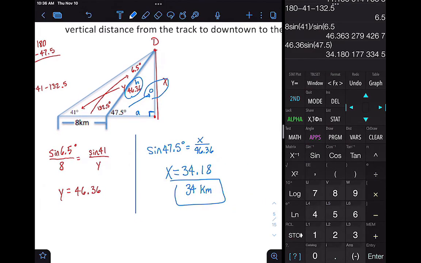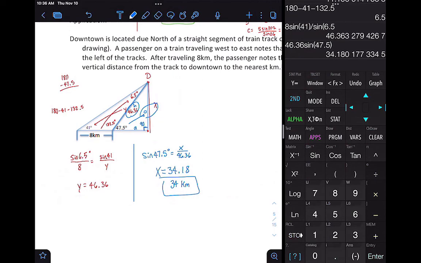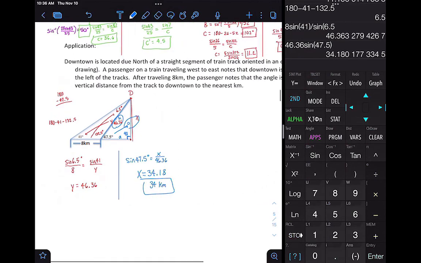Now, like I was saying, you could also just say, hey, this is 90 degrees right here, and you can go sine of 90 over 46.36 equals sine of 47.5 over x, and you should get the same thing. And that'll be it there. Put a star next to that one. That one is a good one to come back and maybe try on your own.